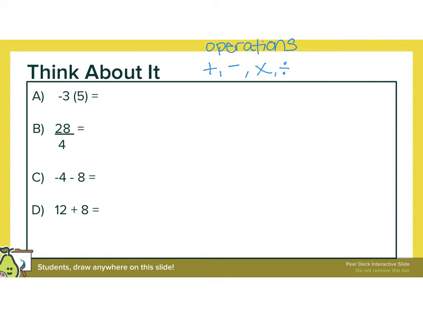So for letter A, I want you to actually say this, -3 times 5. This means -3 times 5. Positive times negative is negative. 5 times 3 is 15. So you should have gotten -15.